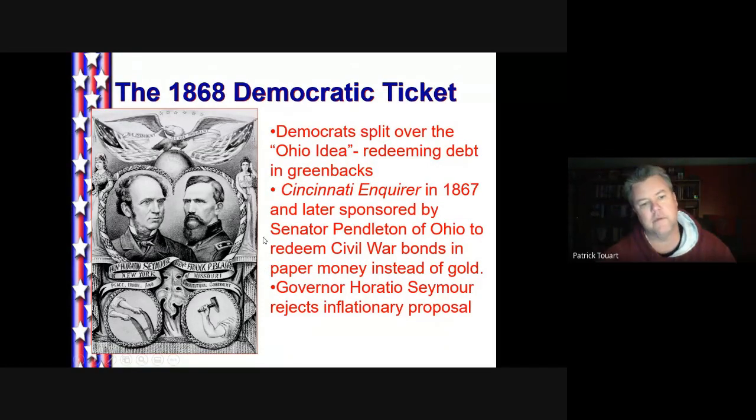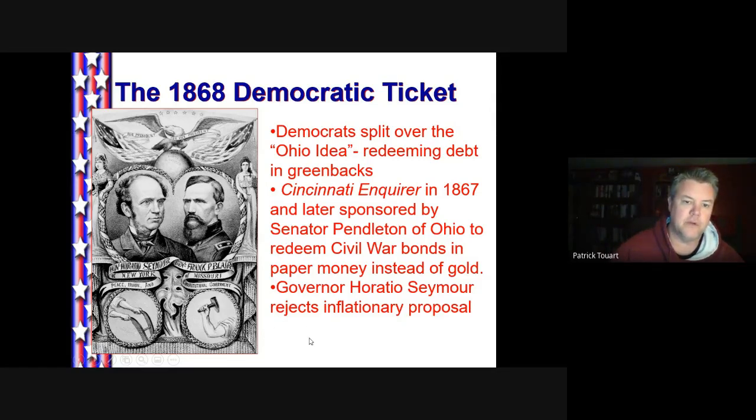Unfortunately, the candidate, Governor Seymour, unfortunate for the Democrats at least, doesn't support this. He rejects the idea. So here you see an issue that's going to be consistently the problem with the Democrats for the next 30 years, and that is some of the key Democrat constituents, particularly Westerners, frontier types, are supporting inflation, and the more conservative gold bugs, as they're later called, are opposed to inflation, even later like Grover Cleveland. So this will be the thing that divides the Democratic Party ultimately throughout this period.